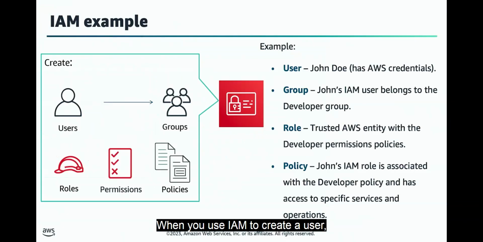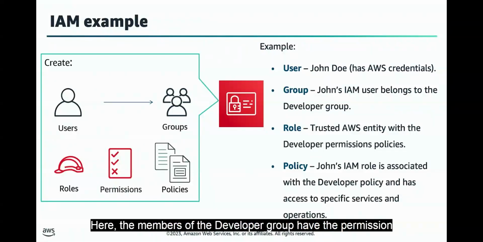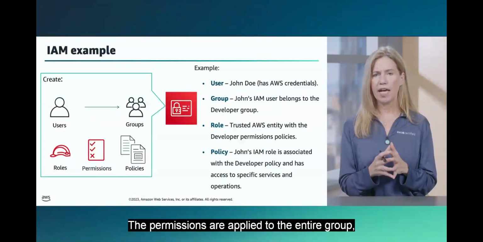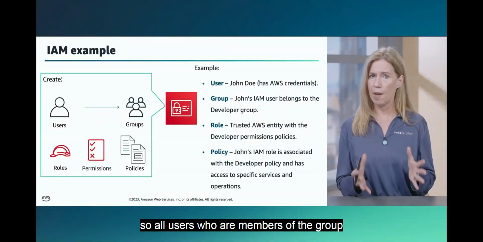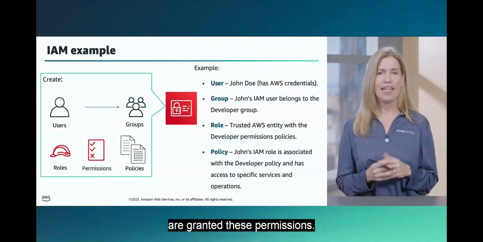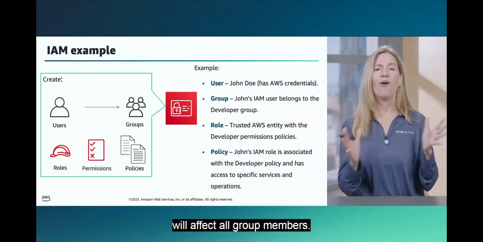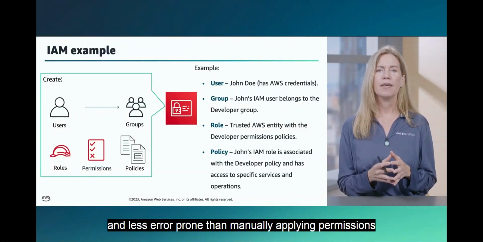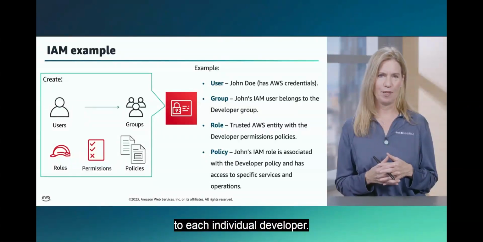Here's an example of how to use IAM. When you use IAM to create a user, the account is called an IAM user account. In this example, a user account is created for John. Next, John is added to an IAM group. Groups are a convenient way to organize users and associate permissions to the entire group. Here, the members of the developer group have the permission they need to develop on AWS. The permissions are applied to the entire group, so all users who are members of the group are granted these permissions. This means that updates to the permissions will affect all group members. This method of assigning permissions is more efficient and less error-prone than manually applying permissions to each individual developer.